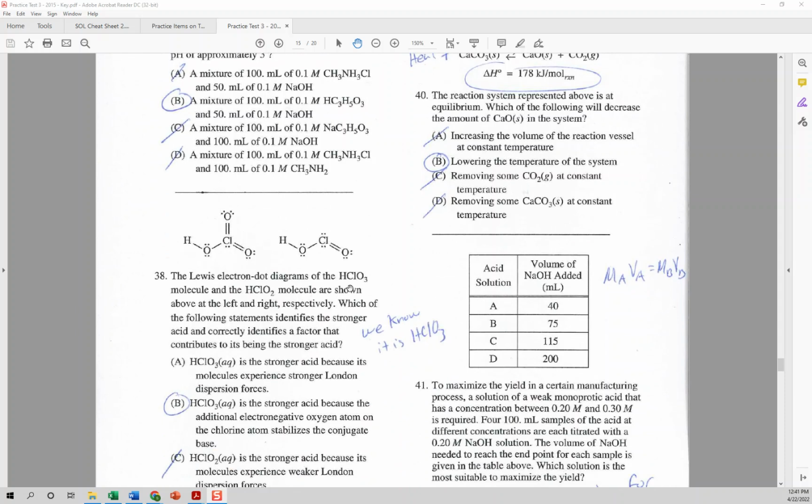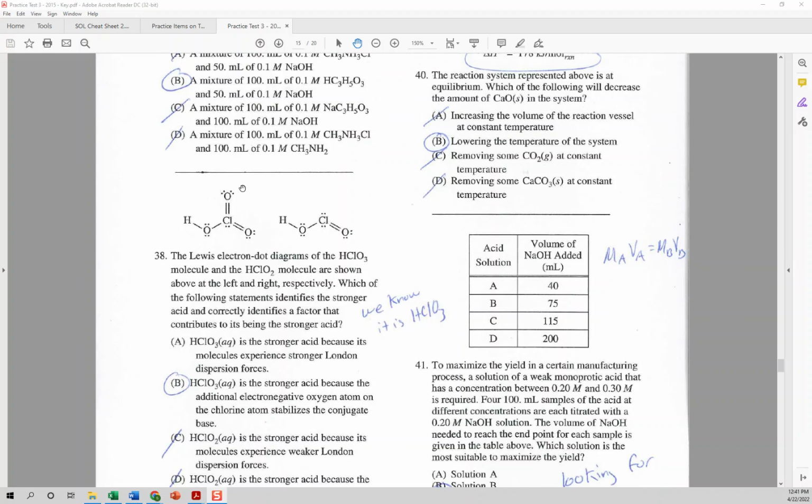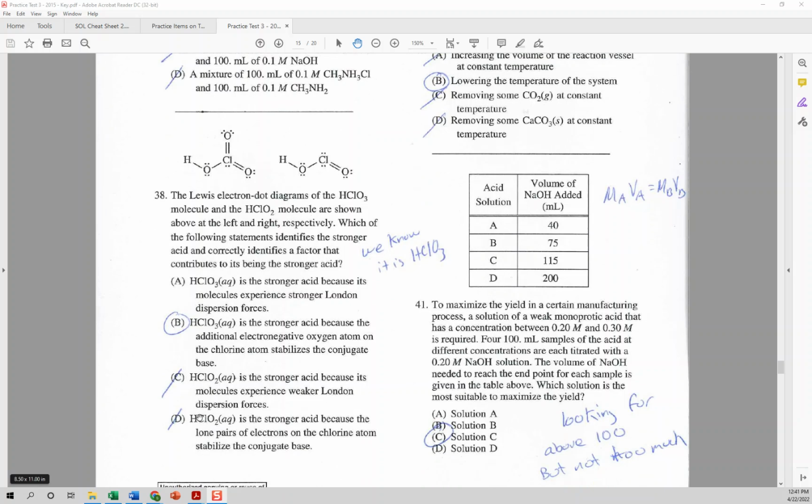The Lewis electron dot diagrams for the two acids are there. Which one's the stronger acid and why? The more oxygens you've got, the stronger the acid. But we should know that we call chlorate a strong acid, and so we should know right off the bat that it's got to be the HClO3. So we can eliminate C and D.